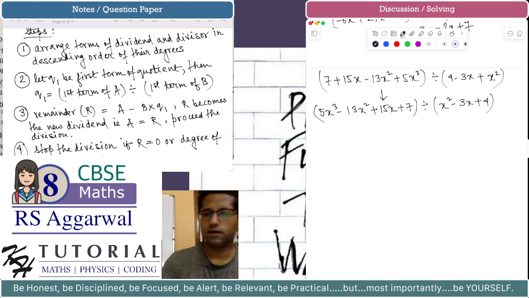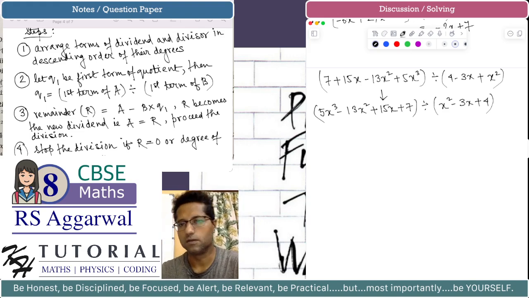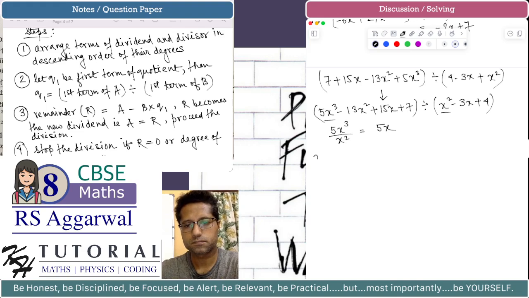So now we have to first find the first term of the quotient. The first term of the quotient will be obtained by dividing the first term of the dividend by the first term of the divisor. So 5x cube divided by x square is equal to 5x. So this will be the first term of the quotient. So we have x square minus 3x plus 4 dividing 5x cube minus 13x square plus 15x plus 7.